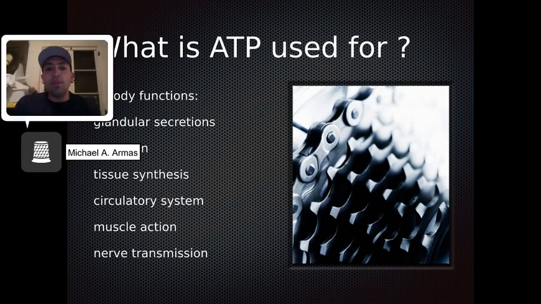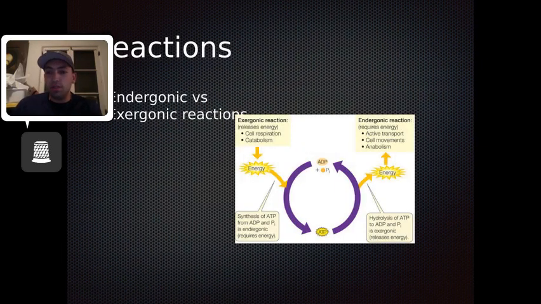So what is ATP used for? Basically anything and everything in the body. Certain bodily functions such as glandular secretions, digestion, tissue synthesis, circulatory system regulation, muscle activation, and nerve transmission.